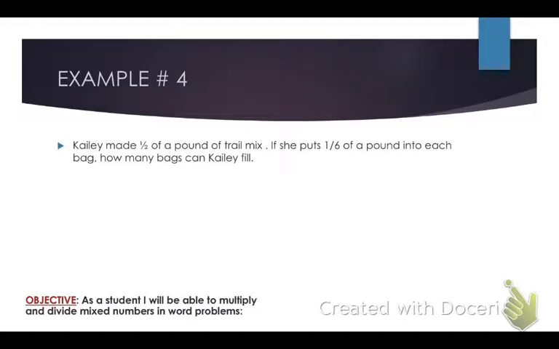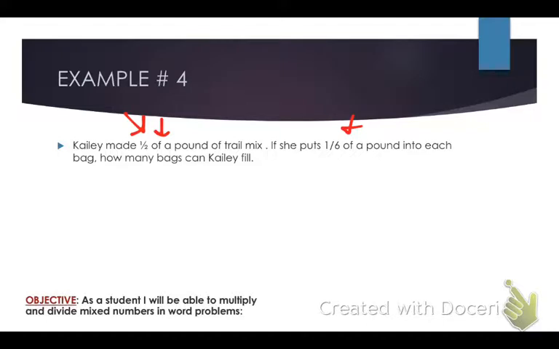Kaylee made 1/2 of a pound of trail mix. If she puts 1/6 of a pound into each bag, how many bags can Kaylee fill? Now, this one is tricky. Okay, 1/6. You see that word of though, right? We have 1/2 of a pound of trail mix. If she puts 1/6 of a pound into each bag, how many bags can Kaylee fill?